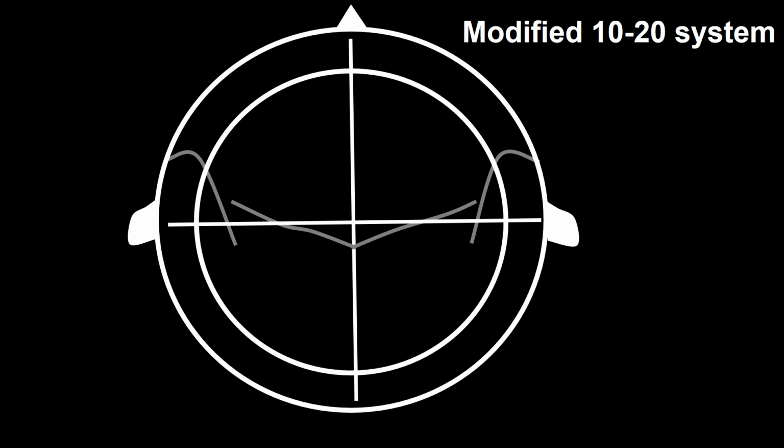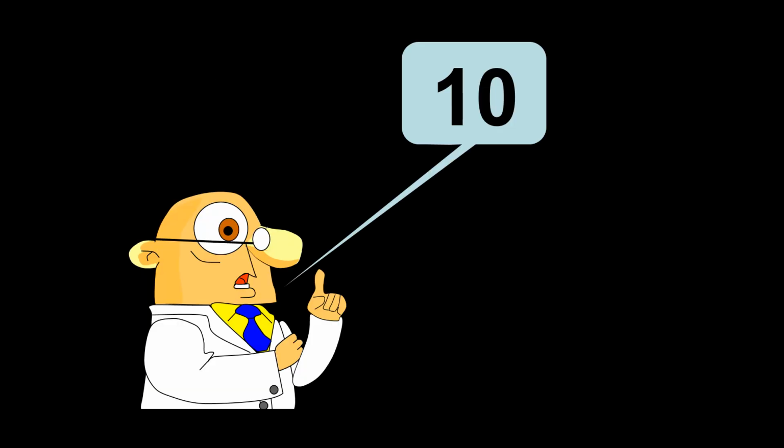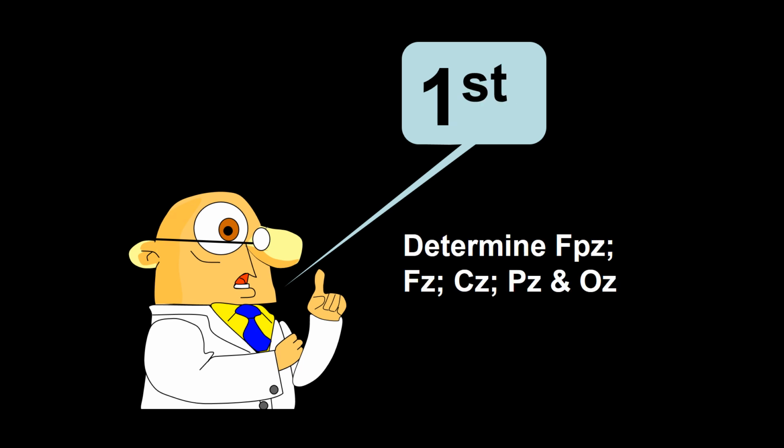Now I will start telling you about the mechanics of electrode placement. Electrode placement is done following the modified 10-20 system guidelines. I was taught to do it in 10 steps. The first step consists of placing the midline electrodes.